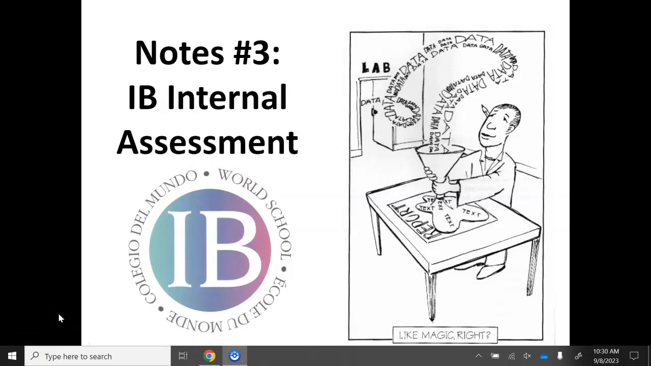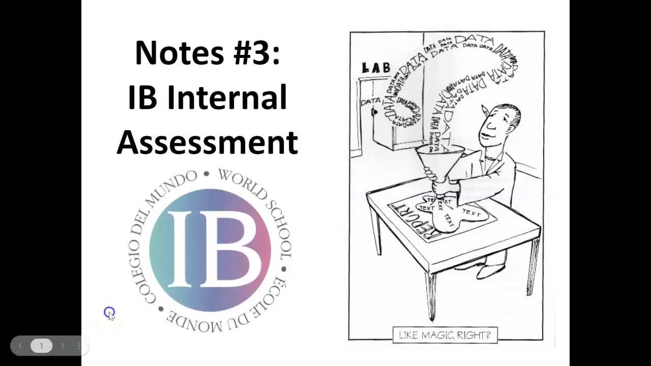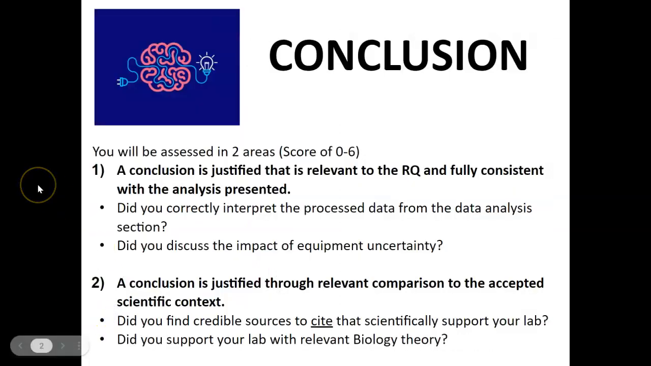These are the third set of notes on the IB internal assessment for biology. In this section of notes, we'll talk about the conclusion section. Just like the other sections, it will be scored from 0 to 6.